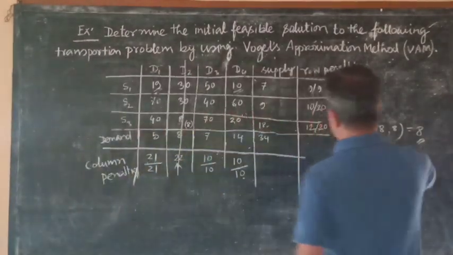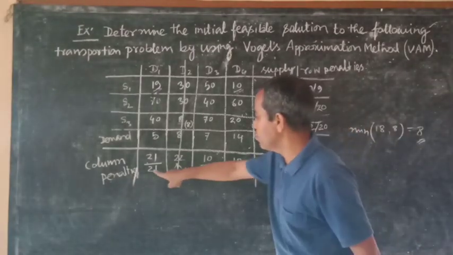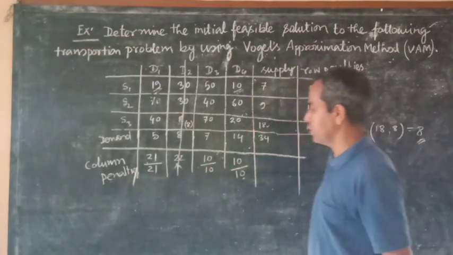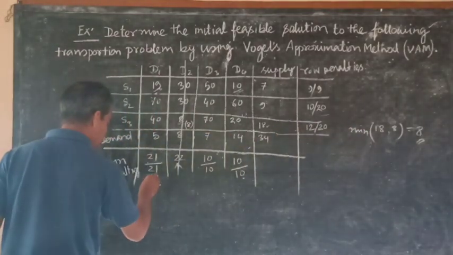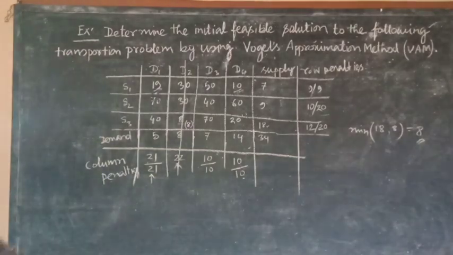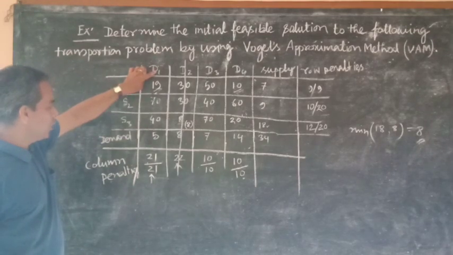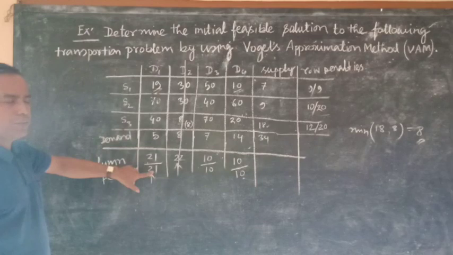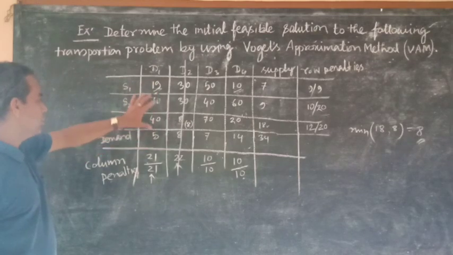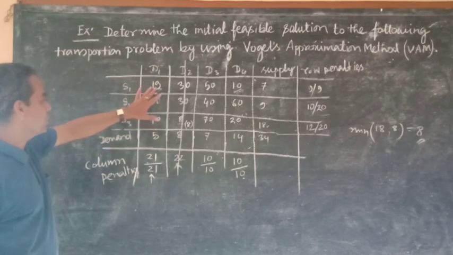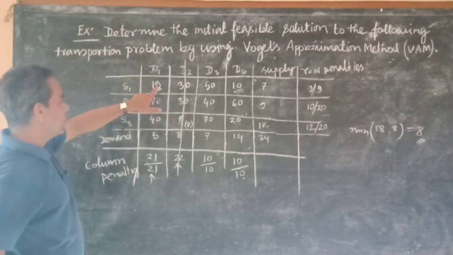Now all these penalties 9, 20, 20, 10, 10, 21. Of all these penalties, highest penalty is 21. So you give this symbol. Now you consider D1 column, because D1 column is associated with 21. In this column, smallest transportation cost is 19. So I will allocate in this cell.